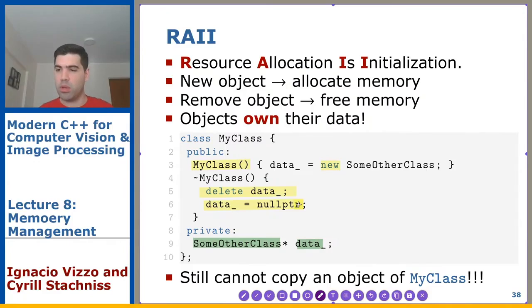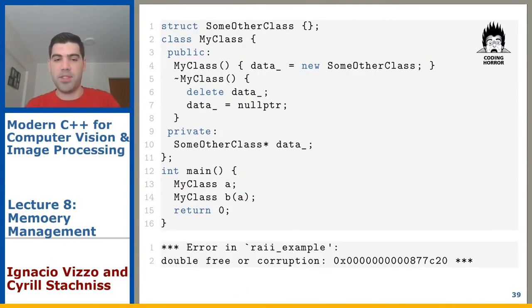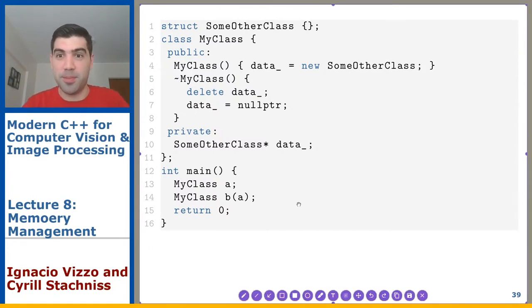So we could stop the lecture now because you say, that's it. We already solved this new and delete thing. We just wrap it into a class and then we're ready to go. And I say, yes, but what happens if you want to copy this object, for example? Oops, spoiler alert. Let's go through this example.